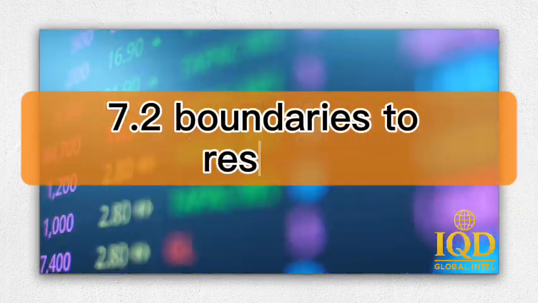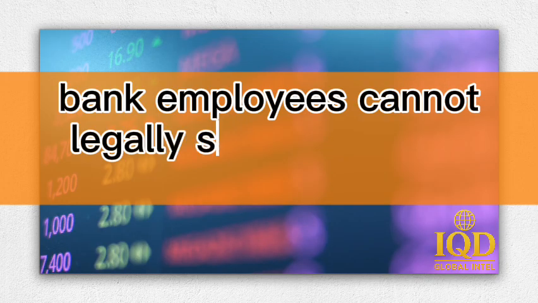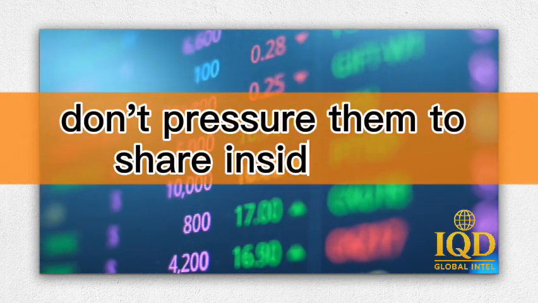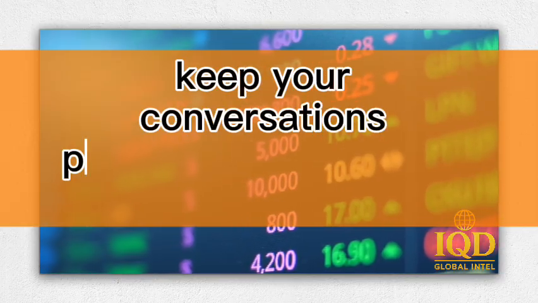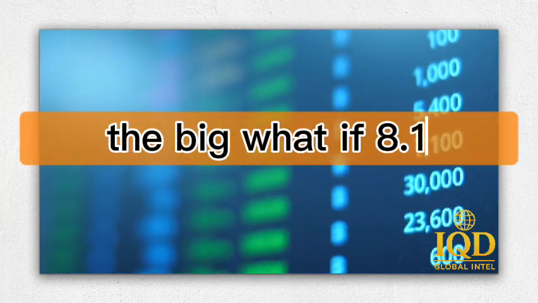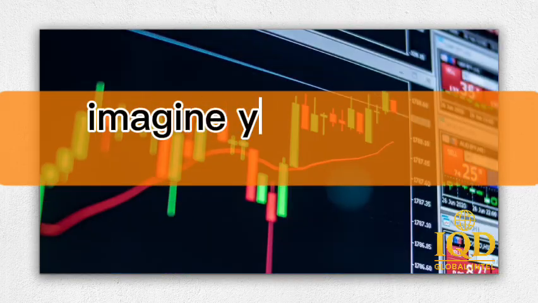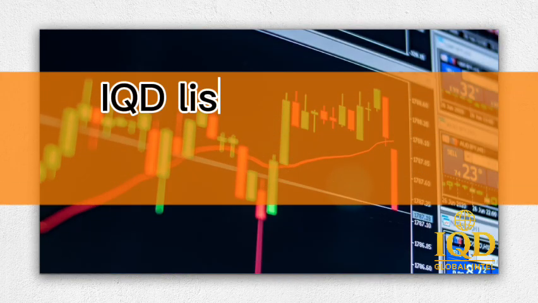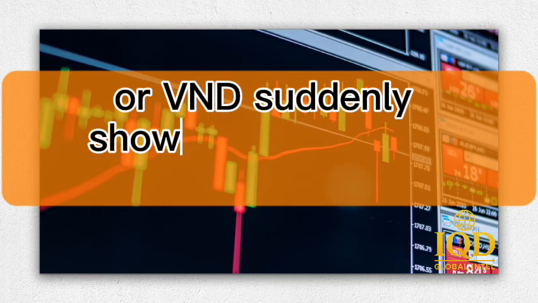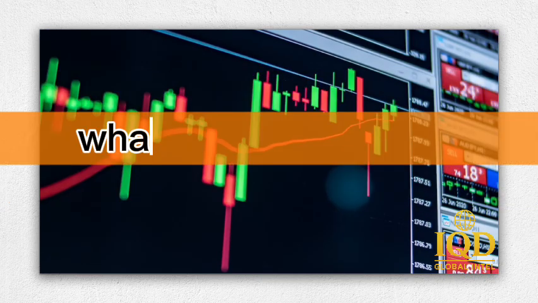7.2 Boundaries. Respect that bank employees cannot legally speculate about revaluations. Don't pressure them to share insider info. Keep your conversations professional, and you'll maintain goodwill. The big what-if. 8.1 Spotting a surprising rate. Imagine you walk in one morning and see IQD listed at $3.00 or more, or VND suddenly showing a dramatic jump. What should you do?